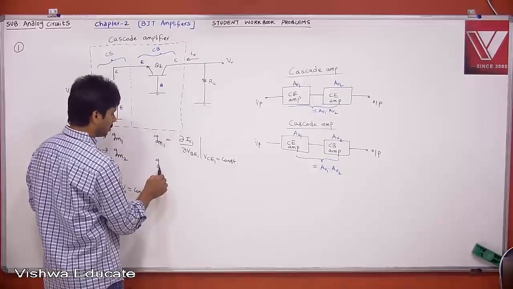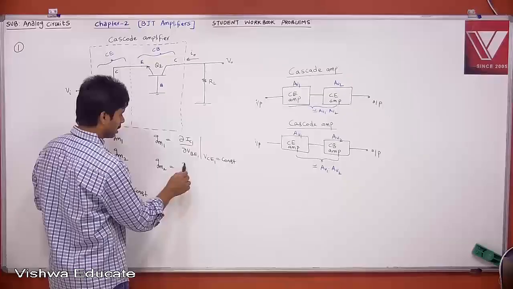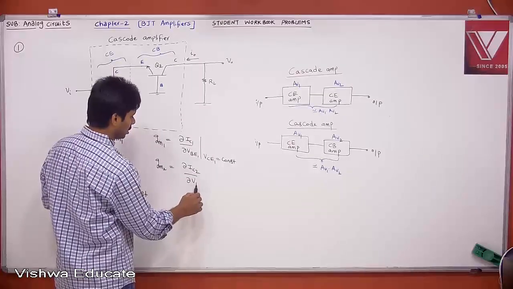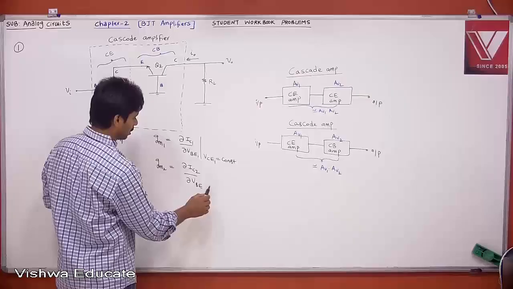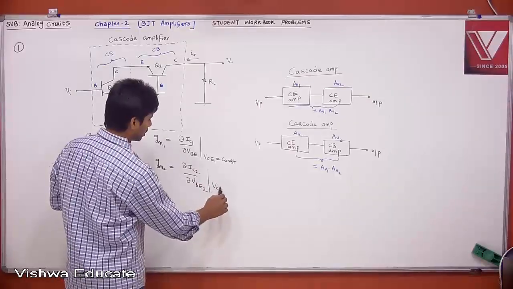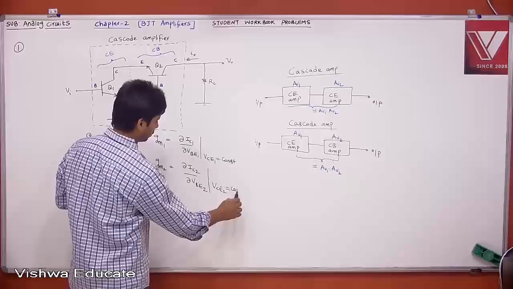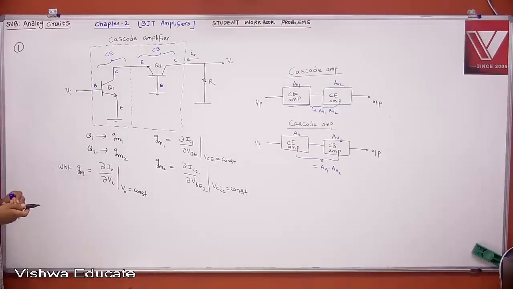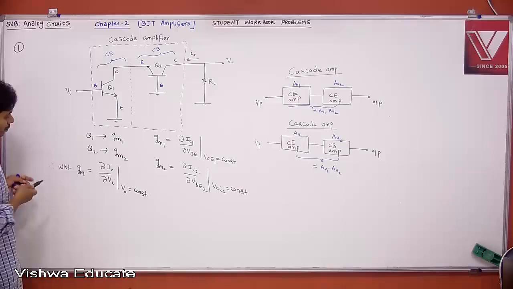Right? Then what is GM2? GM2 is nothing but the change in output current IC2 with respect to change in VBE2 when VCE2 is constant. This is what it is.